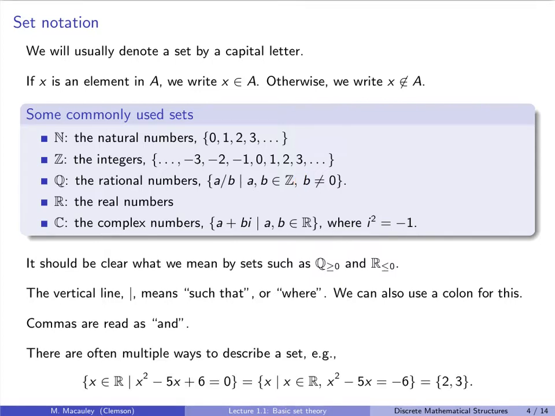And finally, as I said above, there are often multiple ways to describe a set. So here's a simple example. Consider the set of all real numbers x such that x squared minus 5x plus 6 equals 0. Of course, you could just write this as the set of all x such that x is real and x squared minus 5x equals -6. And if you think about it, the simplest way to write that is just the set containing the numbers 2 and 3.